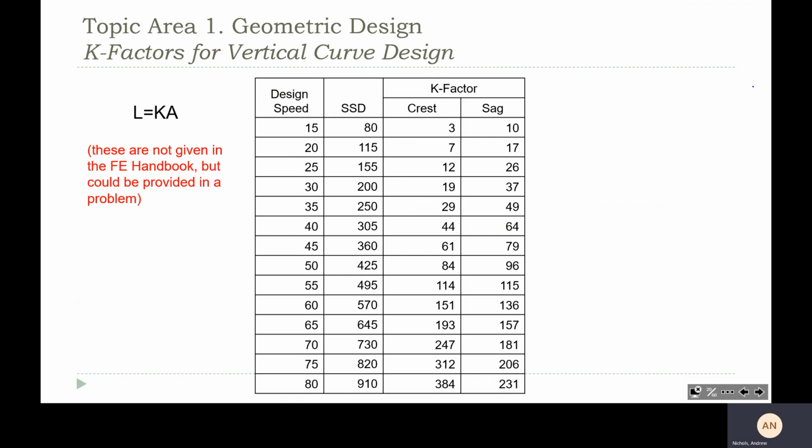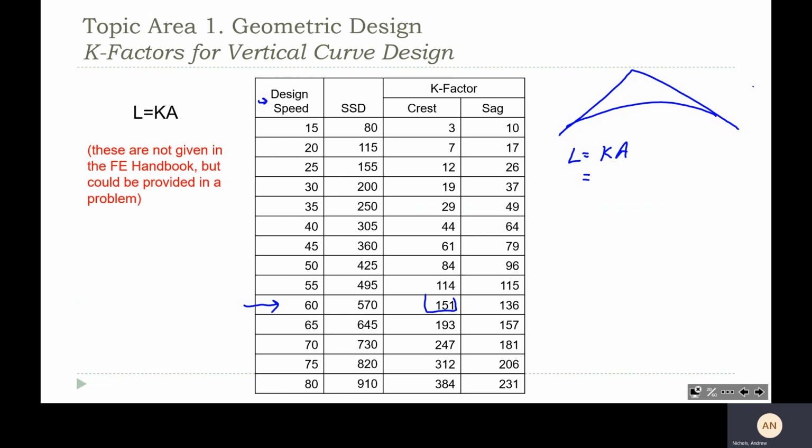This design speed, so we talked yesterday about how stopping sight distance affects the curve length. And for any given design speed, this table is also giving us the stopping sight distance. This table is not given in the FE handbook, but I have seen example problems where they've given it to you and asked you to figure out how to use it. So if you know the design speed for your roadway is, say, 60 miles an hour, this K factor, if it's a crest curve, L equals KA, we can calculate the length.